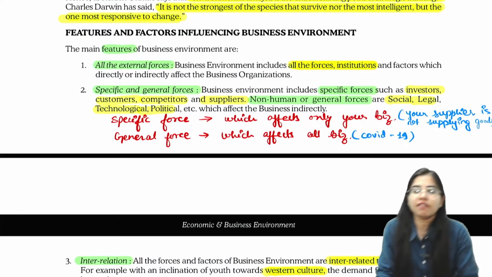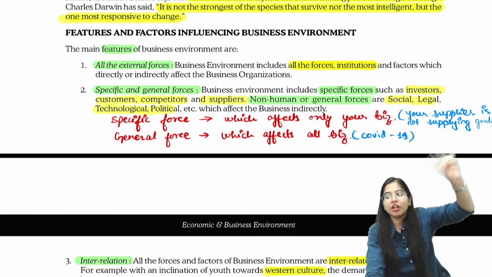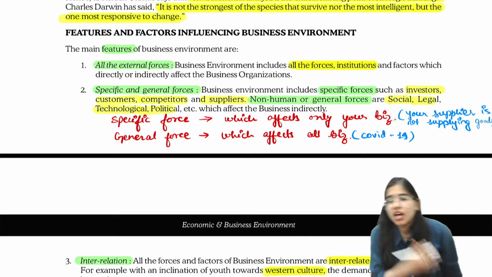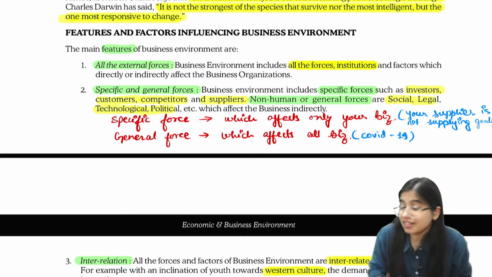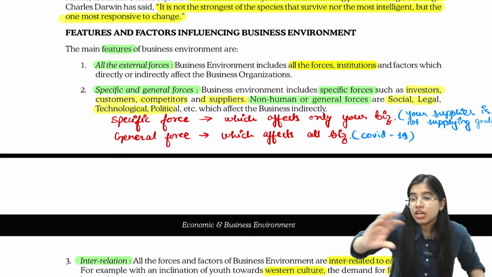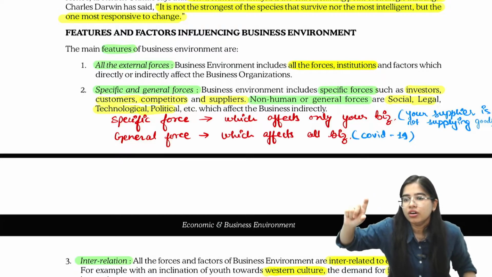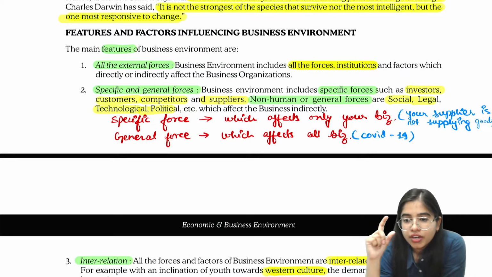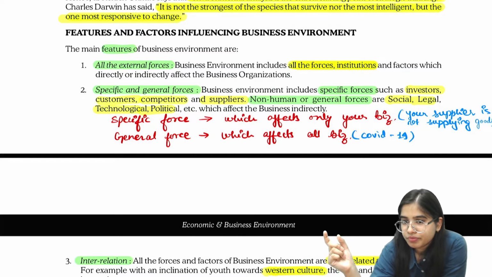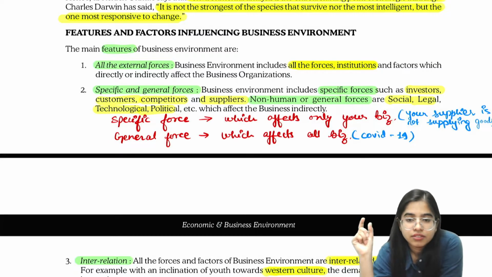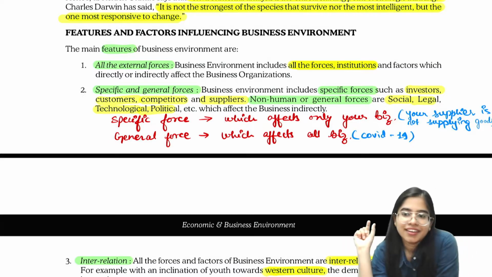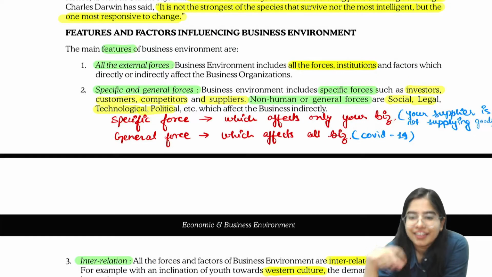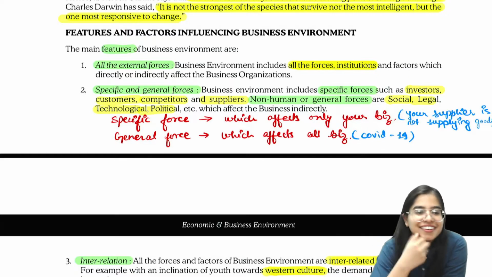So a business environment consists of two forces. All the business environment can be divided into two forces. Some forces are specific forces, some forces are general forces. You might get this in an MCQ. Which of these is not a general force? Government, society, competitors, none of the above. What is your answer?